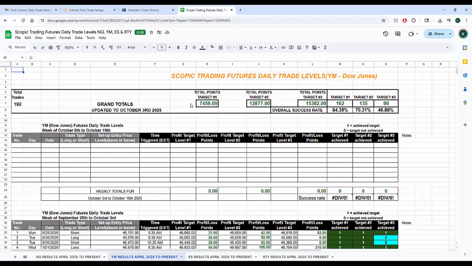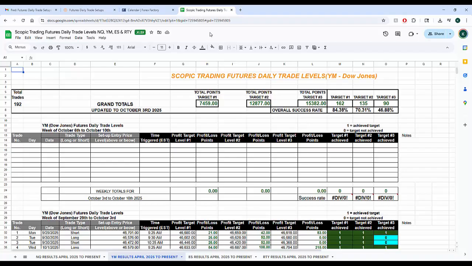You see 7,400 points. This is all since April of 2025. Okay, moving right along to the targets 2, 12,000, and target 3, 15,000. Basically double. 46% is still not bad if you can manage your risk accordingly, hitting that target.